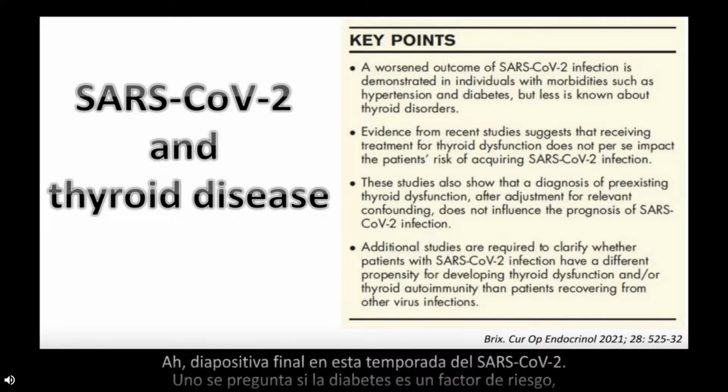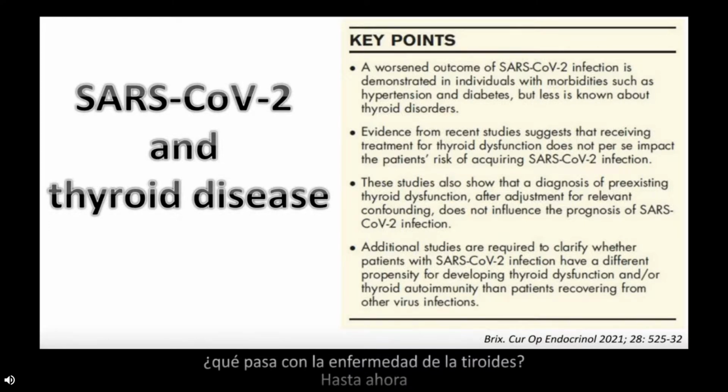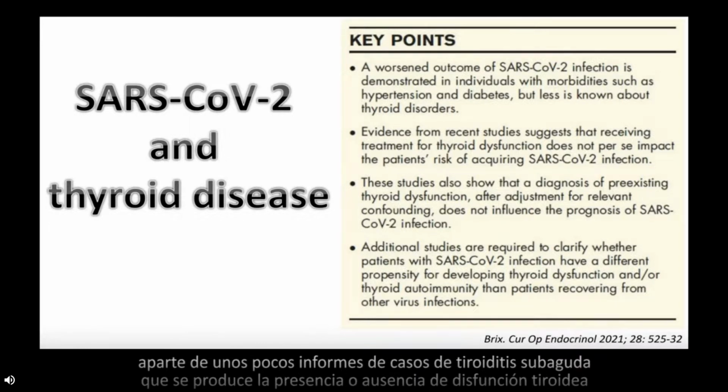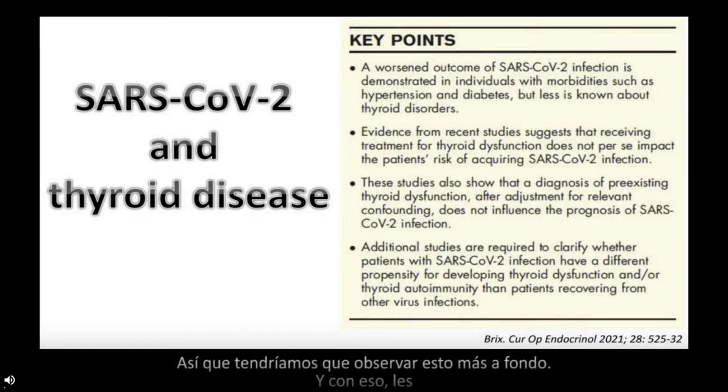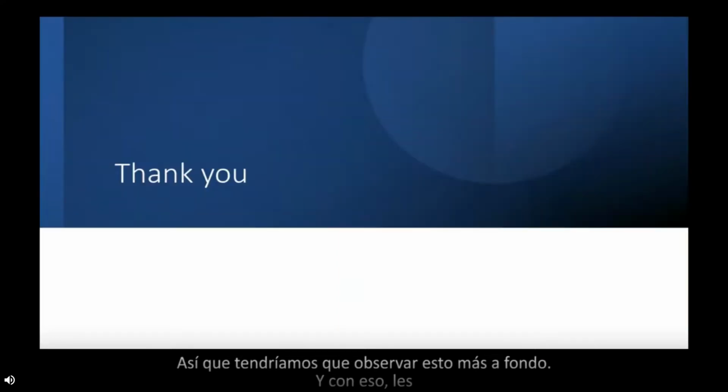Final slide. In this season of SARS-CoV-2, one wonders if diabetes is a risk factor, what about thyroid disease? So far, other than a few case reports of subacute thyroiditis occurring, the presence or absence of thyroid dysfunction and its treatment has not been found to influence SARS-CoV-2 prognosis or course of disease. So we would need to watch this space further. And with that, I thank you very much.